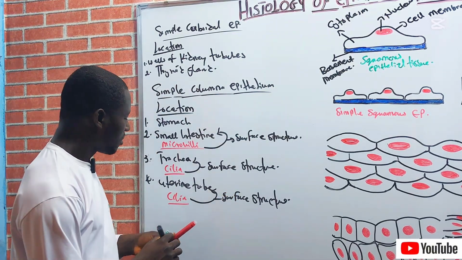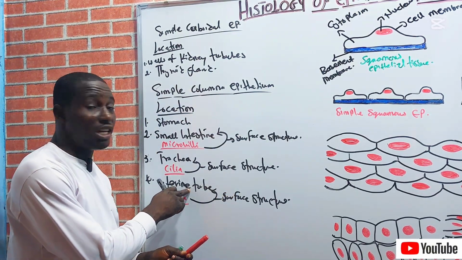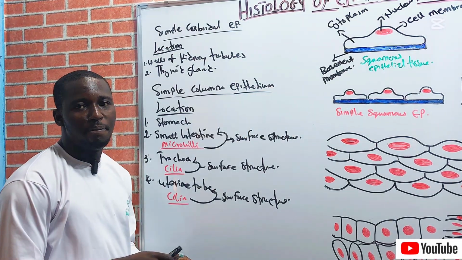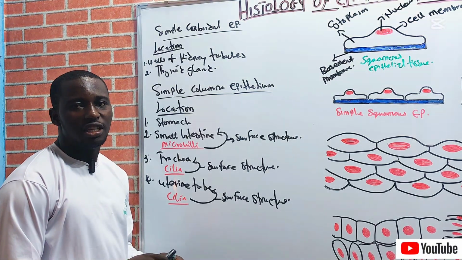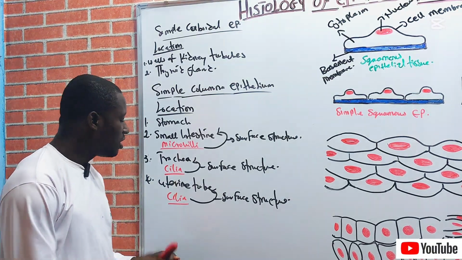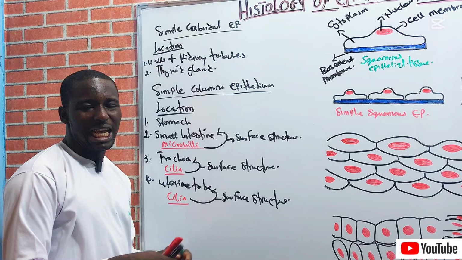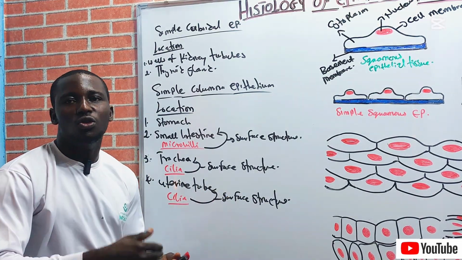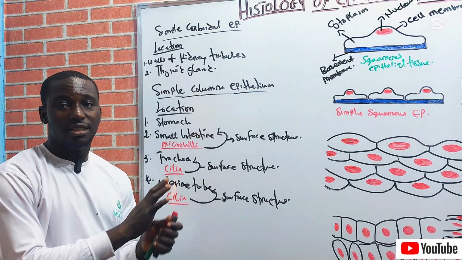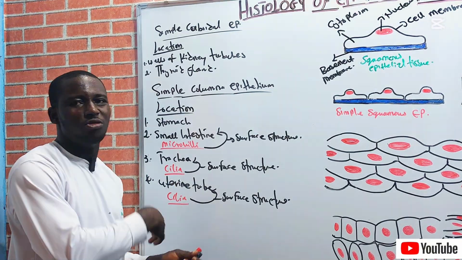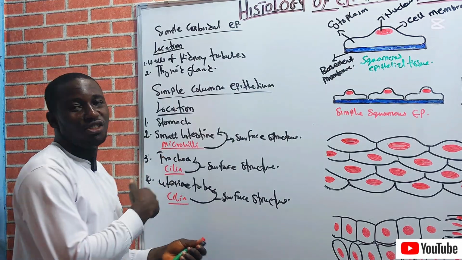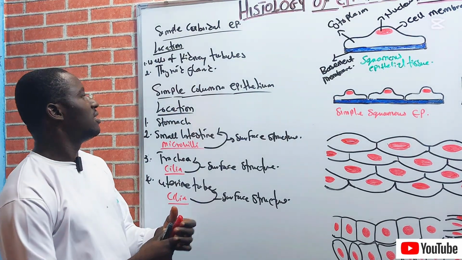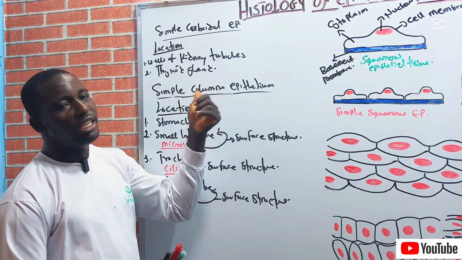Now, what is the activity of cilia in the uterine tube? Because the uterine tube, you get, has simple columnar epithelium. What is the work of the cilia in the uterine tube? It helps to move the egg or ova from the ovary to the what? Uterus. That is the work of the cilia, because cilia is motile, while microvilli is not what? Non-motile. So that is all about the location where you can see the simple columnar epithelium.